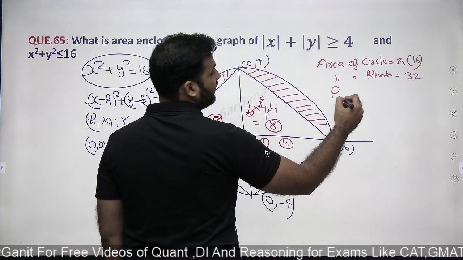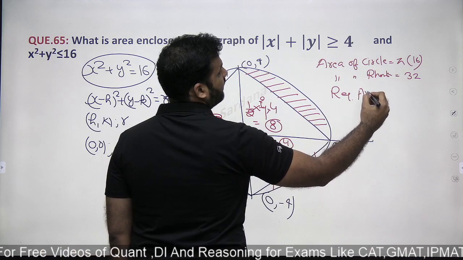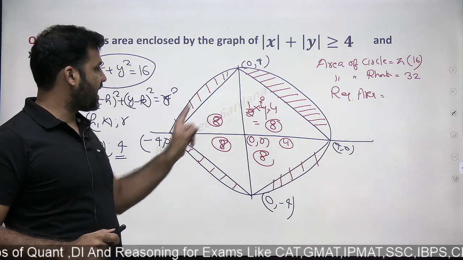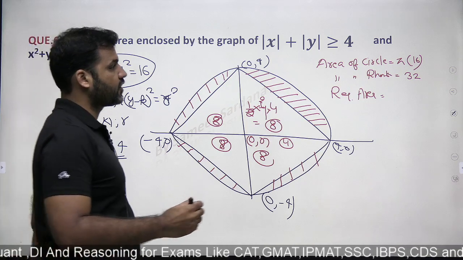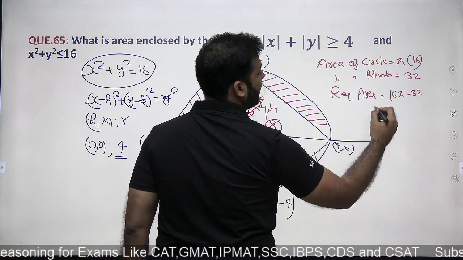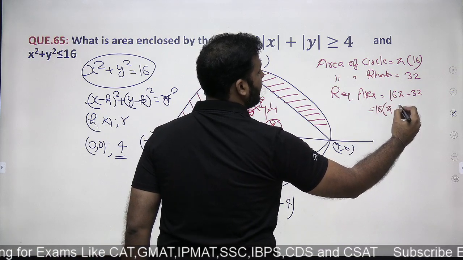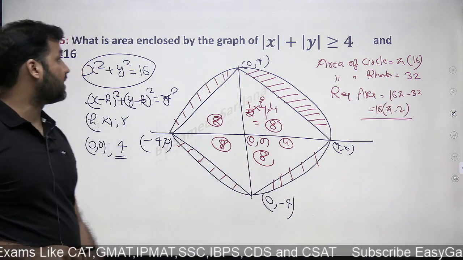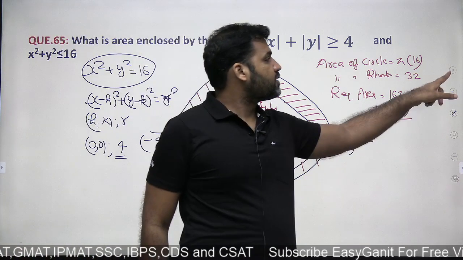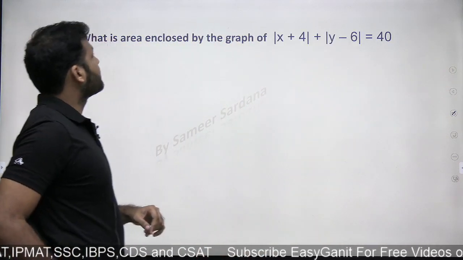So the required area will be the area of the whole circle minus the area of this rhombus, which would be 16π − 32. So the final answer will be 16 into (π − 2). This is the correct answer. That's question number 65. Now let's move on to question number 66.